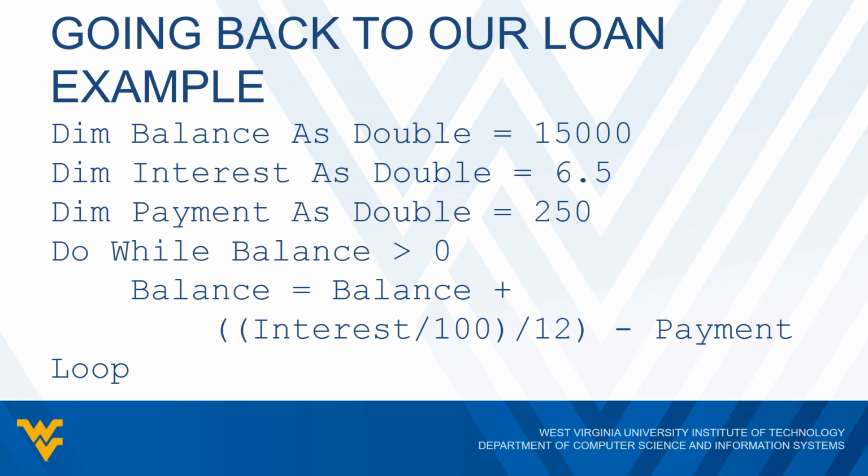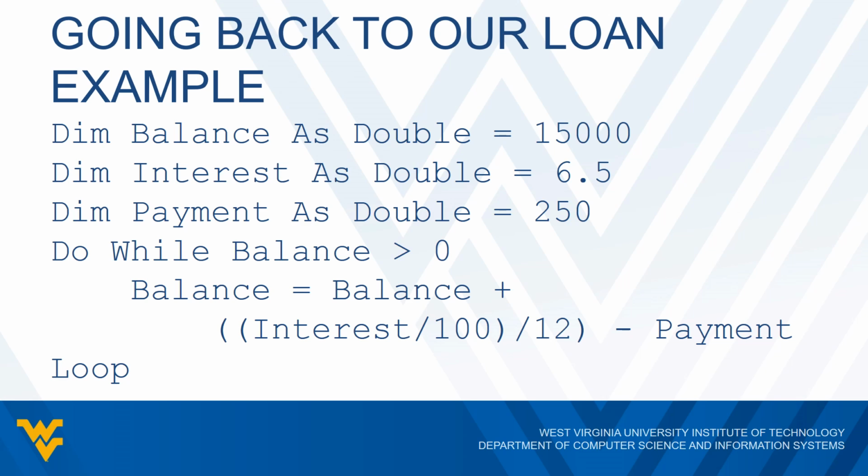Here's some code that takes care of paying back the loan for us. So we see that we have 3 variables: balance, interest, and payment. So they're all doubles. We say that our initial balance is $15,000. Our interest is 6.5. That represents 6.5%. And then our payment, which is going to be our monthly payment, is $250.